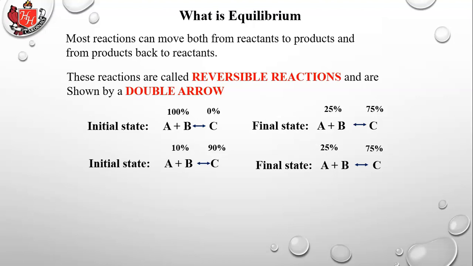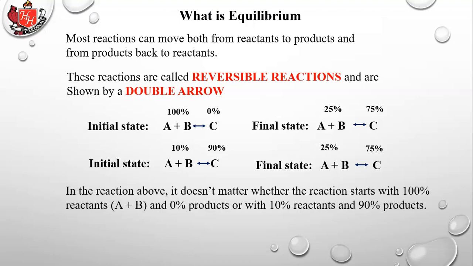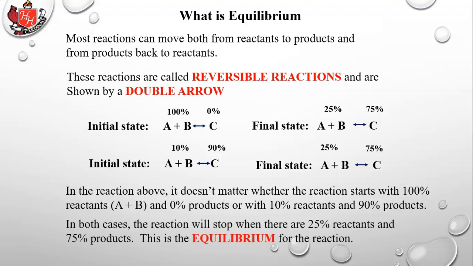It's happy there, and the reaction will just stay with those concentrations of reactants and products. In the reaction above, it doesn't matter whether the reaction starts with 100% reactants and 0% products or with 10% reactants and 90% products. In both cases, the reaction will stop when there are 25% reactants and 75% products. This is the equilibrium for the reaction.